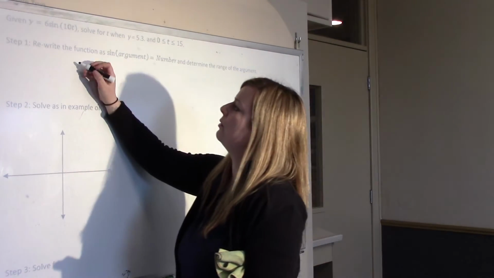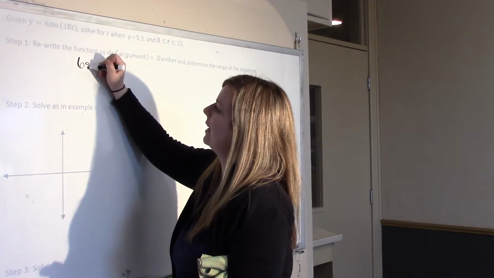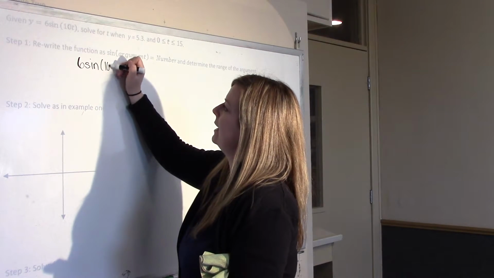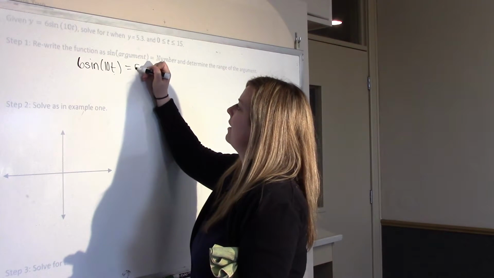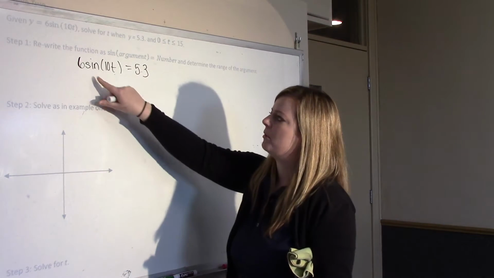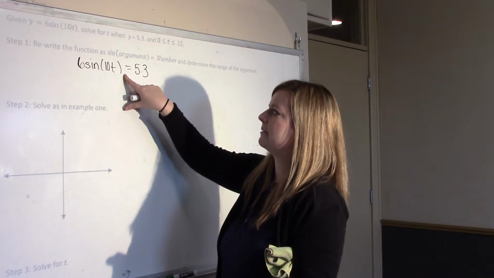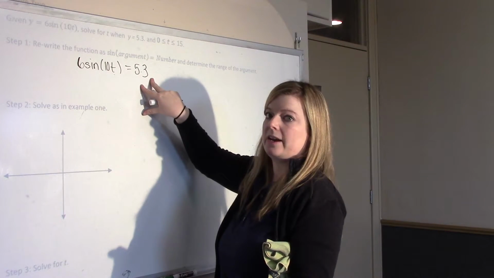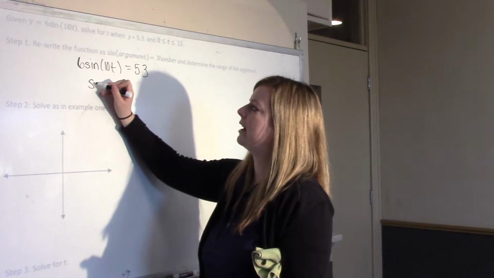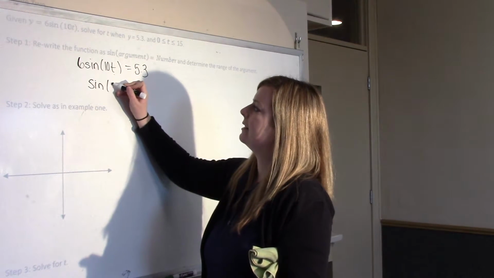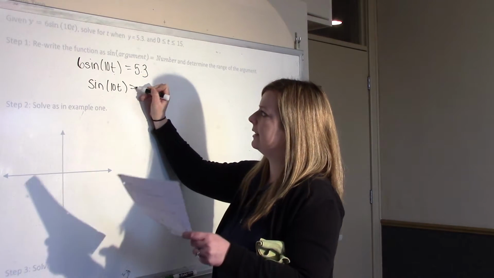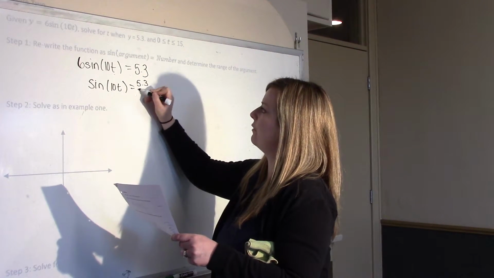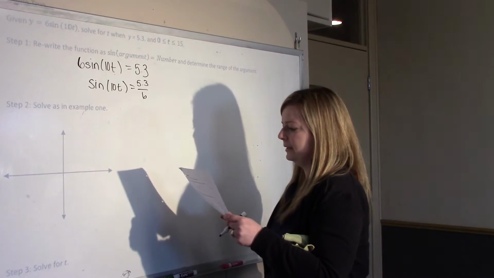So 6 sine 10t equals 5.3. But we don't want the 6 outside of here. If we added something here, we wouldn't want that either. We just want sine and the argument, and then one number on the other side. So we divide both sides by 6. So the sine of 10t equals 5.3 over 6 if you need to show that step.